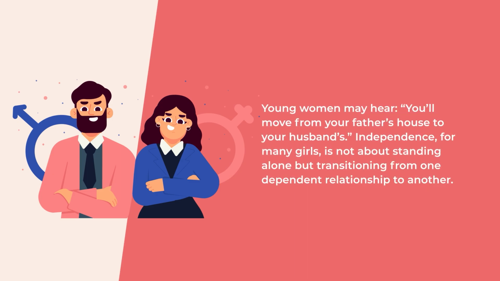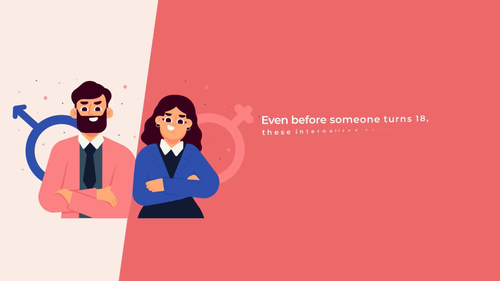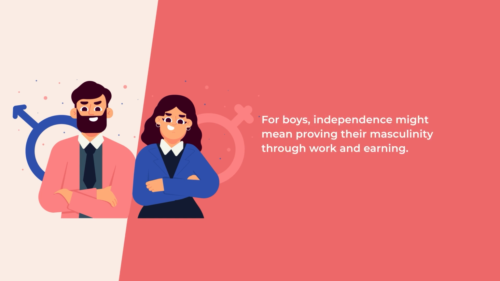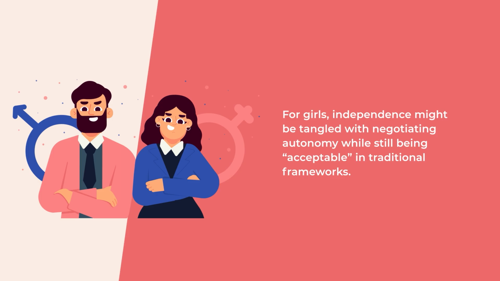On the other hand, young women may hear, "You will move from your father's house to your husband's." Independence for many women is not about standing alone, but transitioning from one dependent relationship to another. And that's where mental conditioning plays a massive role. Even before someone turns 18, these internalized beliefs, what is expected, what is allowed, begin shaping their identity. For boys, independence might mean proving their masculinity through work and earning. For girls, independence might be tangled with negotiating autonomy while still being acceptable in the traditional frameworks.